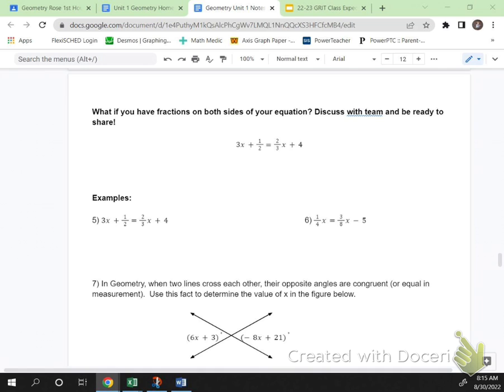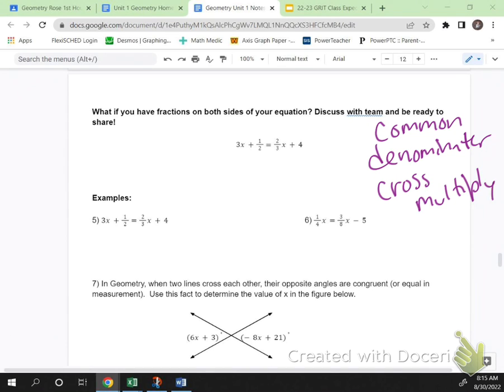What do you think, Tristan? Get a common denominator. Common denominator. That's something we hear with fractions. What were you going to say, Jade? You were going to say cross multiply. I'm just writing down our ideas. What else? What other ideas do we have? Combining them. We can combine them, add them together.